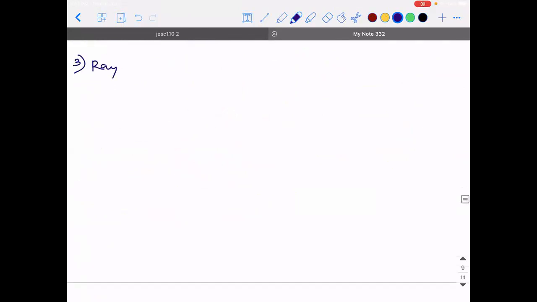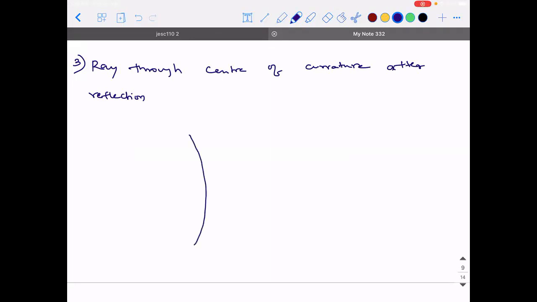Yes, so sir, the next step. The points that are there on the principal axis, you have the center of curvature and the pole. Now we will see what will happen if the ray is passing through the center of curvature. Ray through center of curvature, after reflection, what will happen to it? Anybody? Let's see what will happen. So if a ray is passing through center of curvature, what is going to happen?